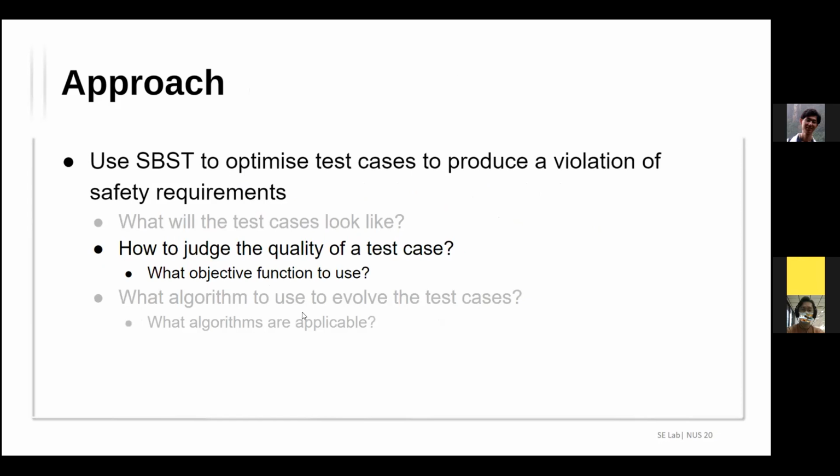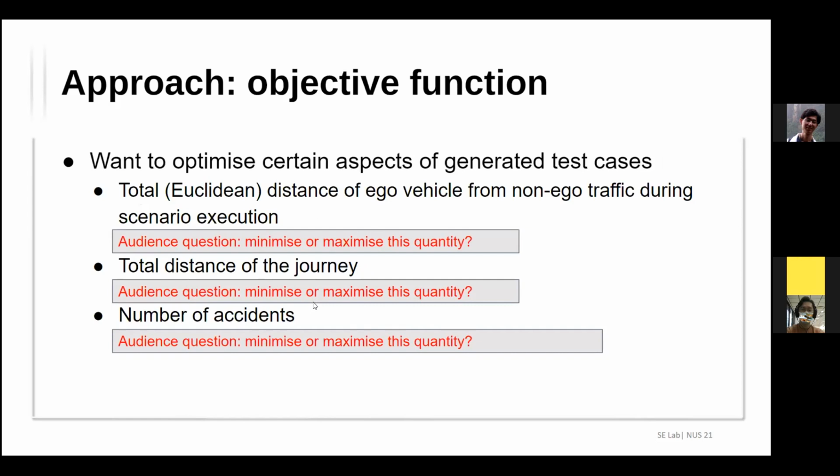So now we have an idea of what the test cases will look like in terms of representation. The next question is, how do we judge the quality of a test case? What kind of objective function do we use? The authors specify three aspects that they want to optimize. The first is the total Euclidean distance, meaning the L2 norm, the square root of the sum of squares of the Cartesian distance between each point. This is the standard idea of distance in our 3D world. We take the total Euclidean distance of the ego vehicle from non-ego traffic during the scenario execution.